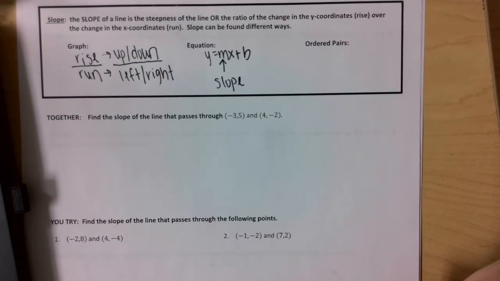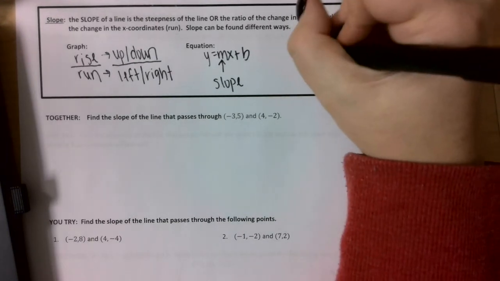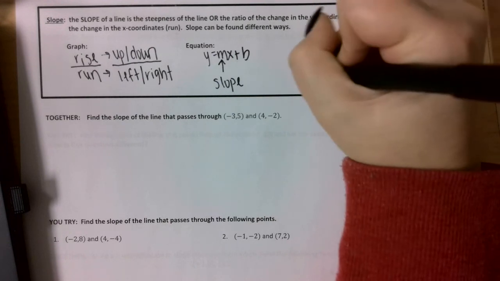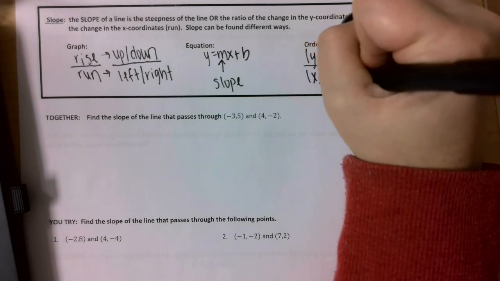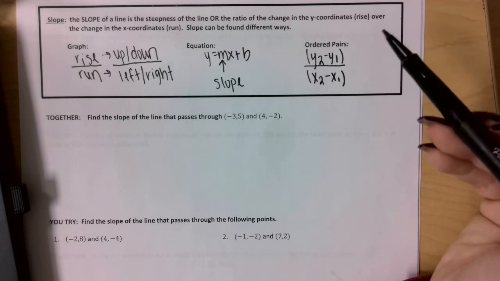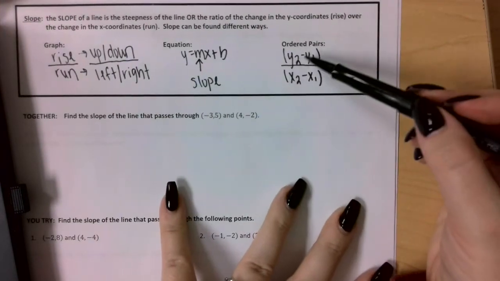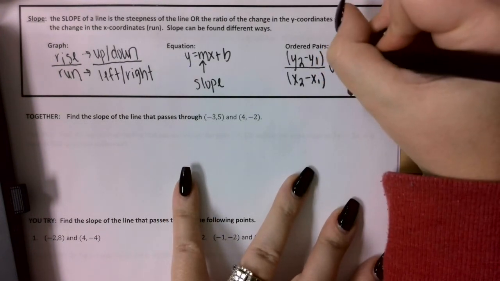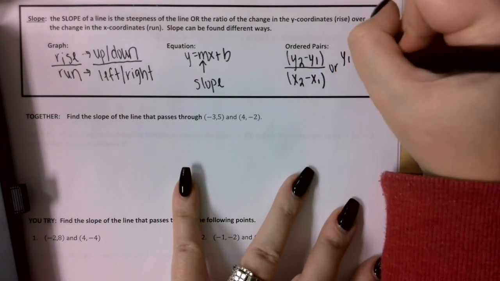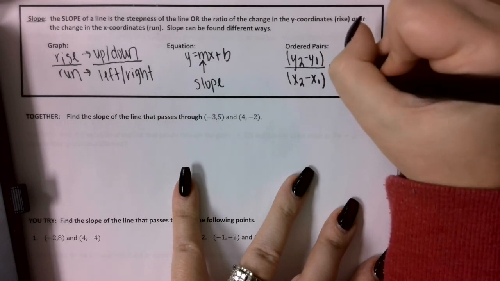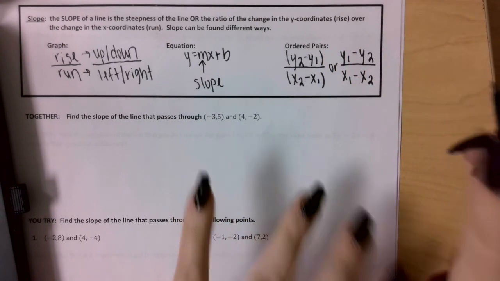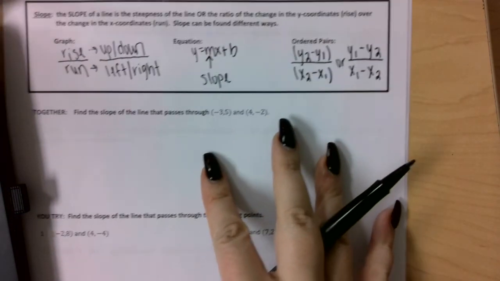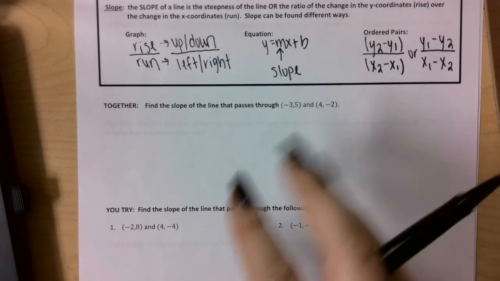And then ordered pairs. So if we gave you 2 sets of ordered pairs, you can do change in y over change in x. Now, kind of like similar to the distance formula we did here, y2 minus y1 over x2 minus x1. You can do y1 minus y2 over x1 minus x2. Your y will always be your numerator. Okay, so you can kind of choose which way you want to go with that.